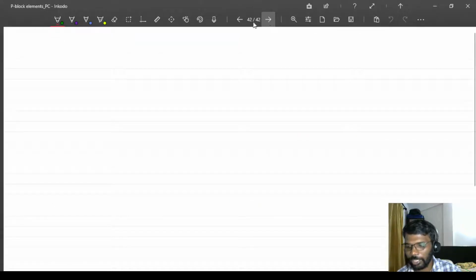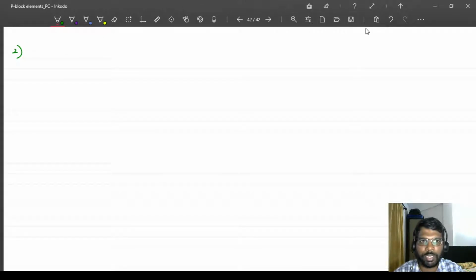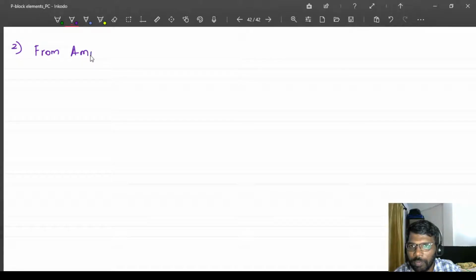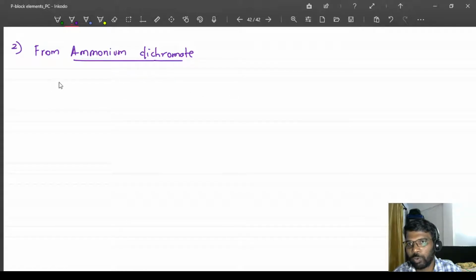Next reaction we are going to learn is from ammonium dichromate. Now, what is ammonium dichromate? This is what I'm writing: (NH4)2Cr2O7.